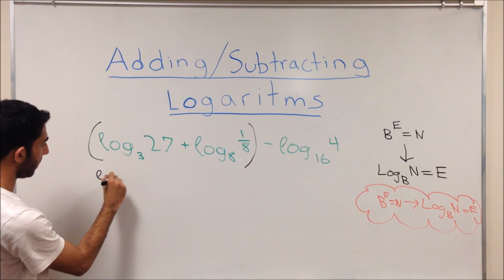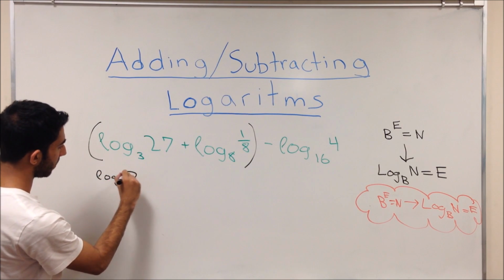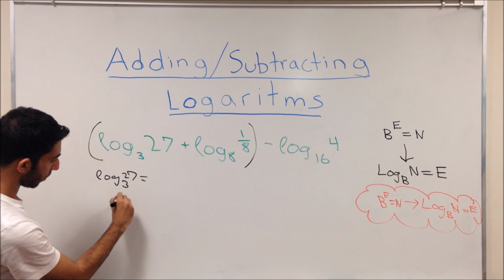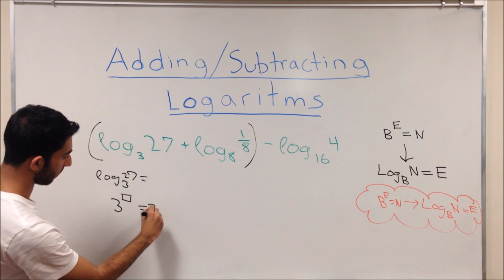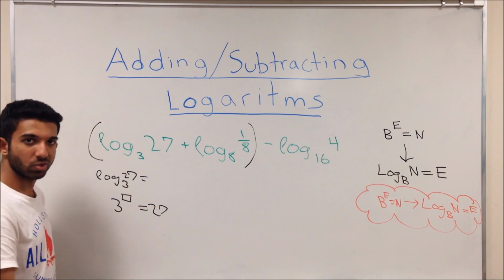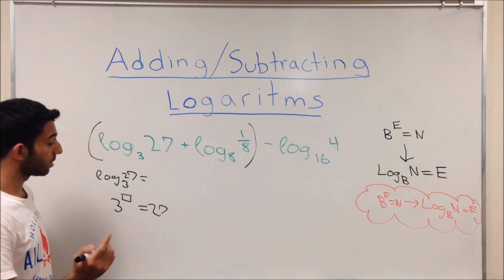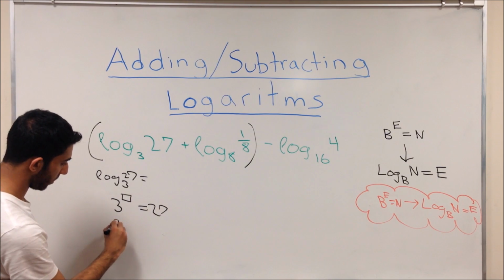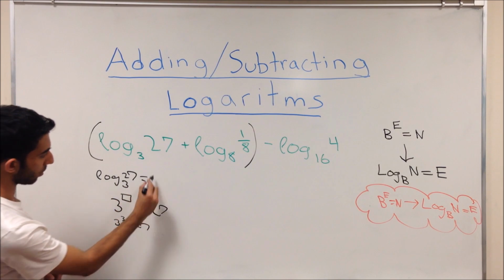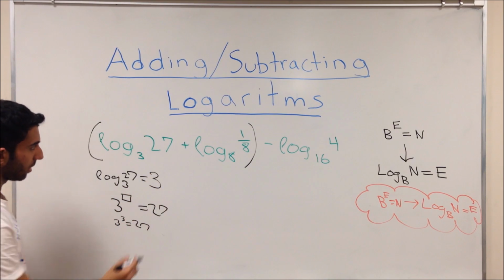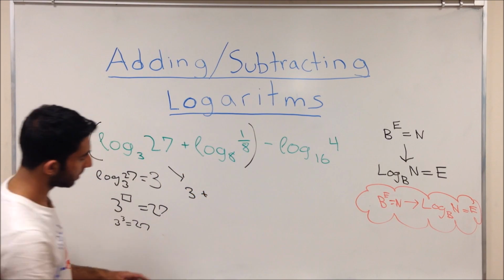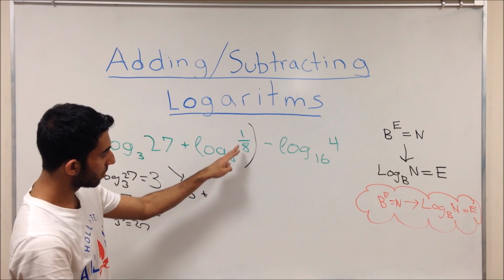So log base 3 of 27. This is basically asking 3 to the what power gets you 27? 3 to the third power gets you 27. So log base 3 of 27 will equal 3. So we will bring this down here. This will be a 3 plus log base 8 of 1/8.